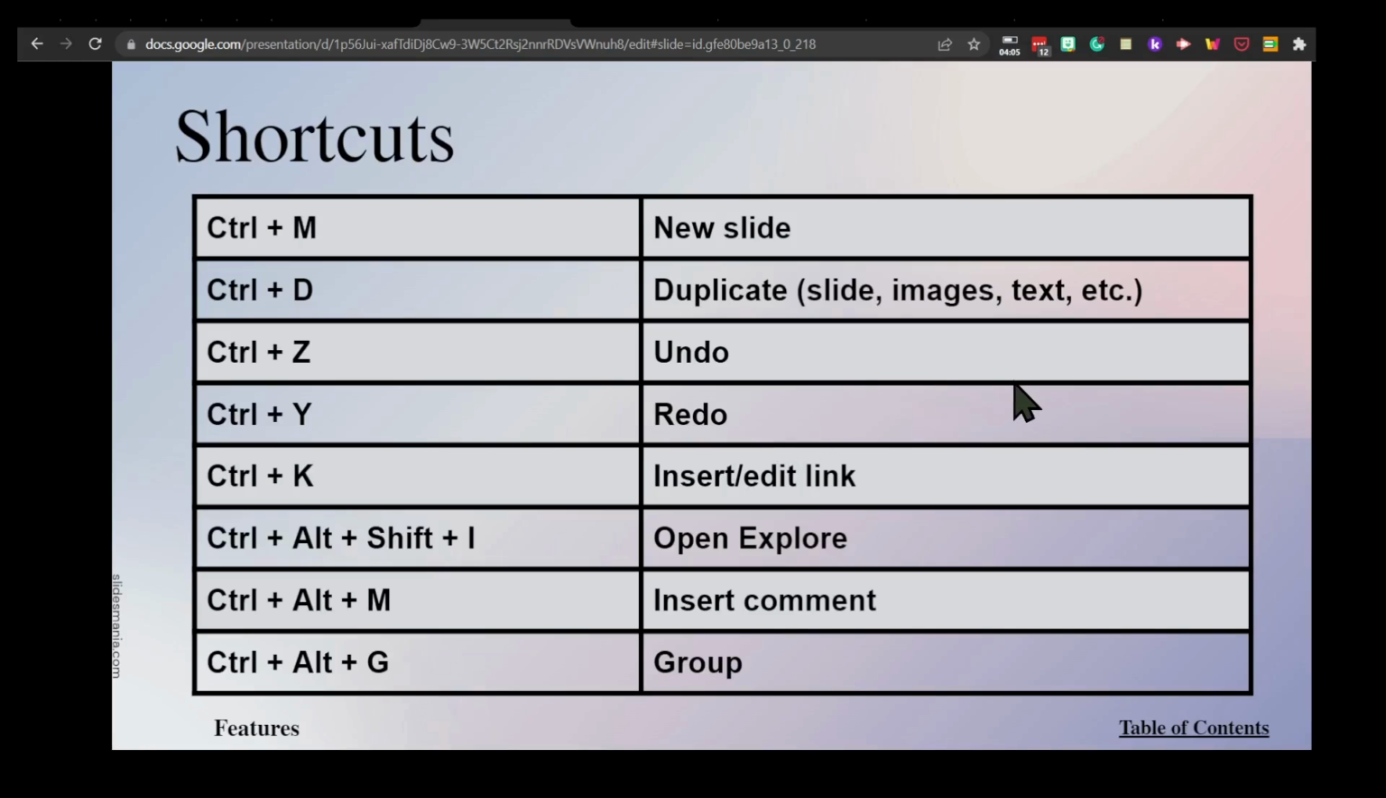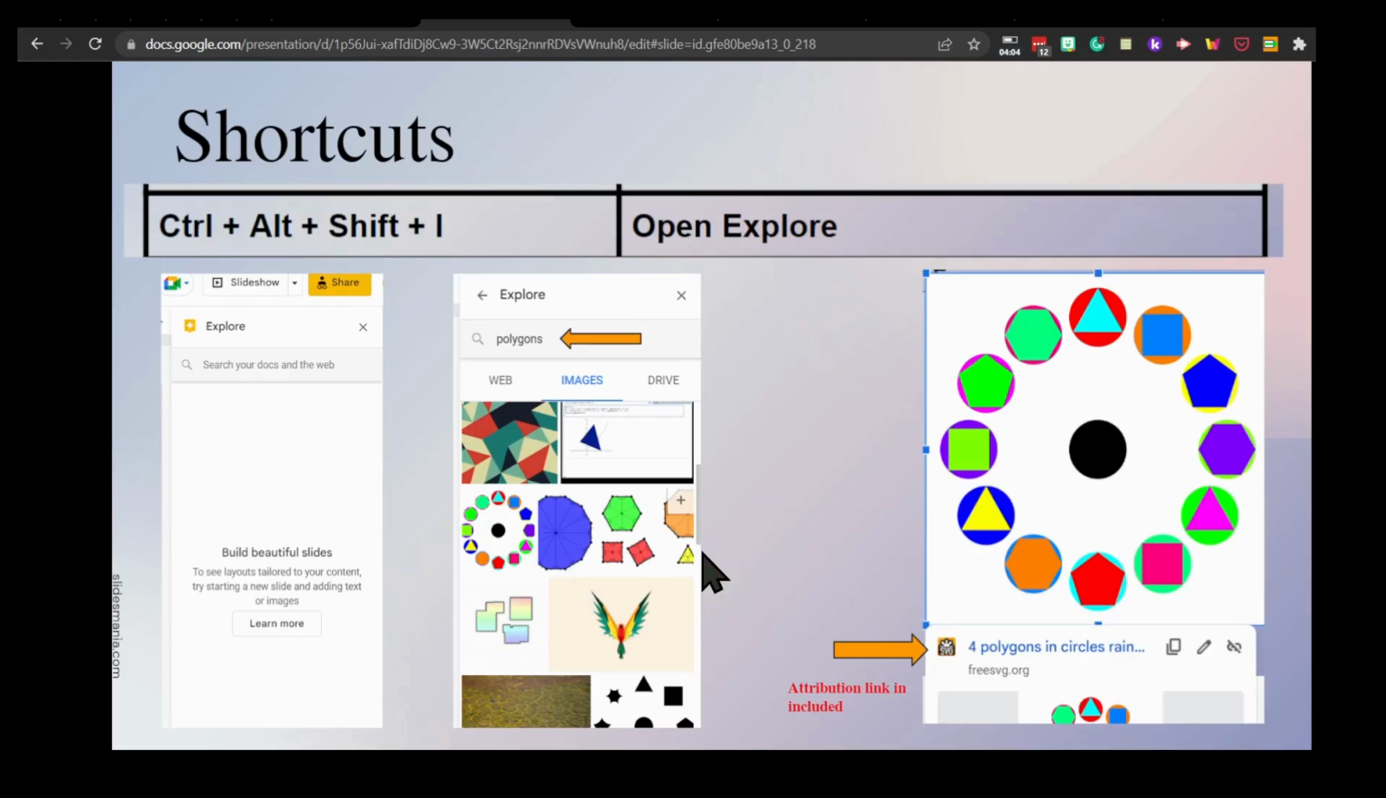The shortcuts are another great feature of Google Slides. These are the ones that I use most often. Open Explorer is one that I've learned about recently. It's great because it helps students with their digital literacy, especially in using images from the web responsibly. When you click on Control-Alt-Shift-I, it opens up the Explorer on the right-hand side. You can search for any topics. You have the option to look at web pages, images, and Drive.